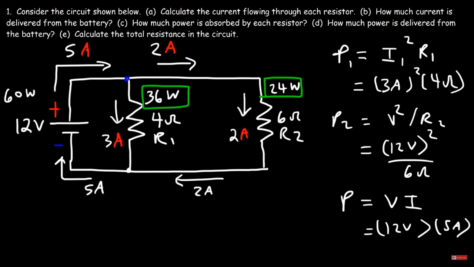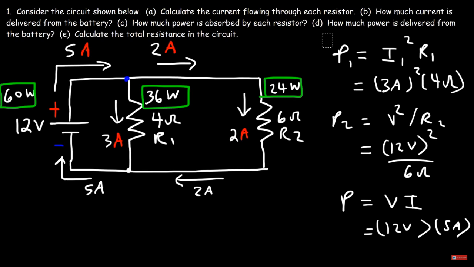Now as you can see, notice that the power delivered by the battery, which is 60, is equal to the total power absorbed by all the resistors. 36 plus 24 is 60. It has to be balanced. Due to the law of conservation of energy, the rate at which energy is transferred from the battery is equal to the rate at which the resistors absorb that energy.